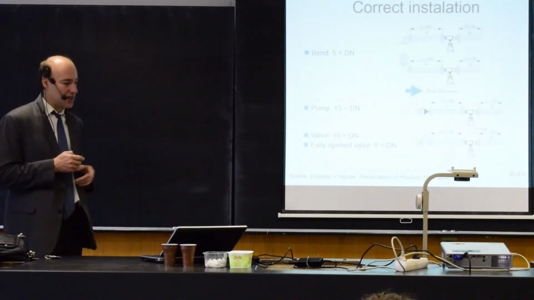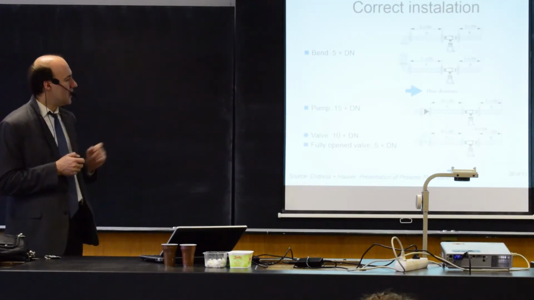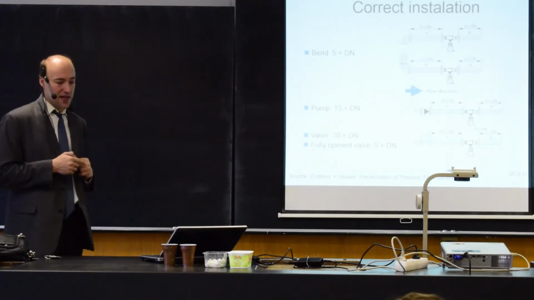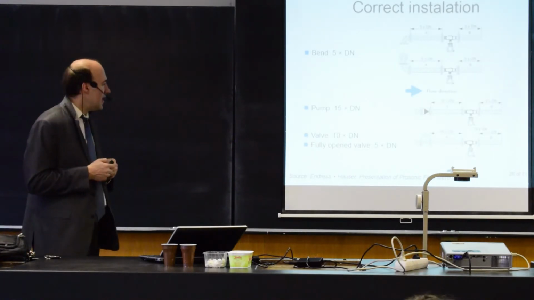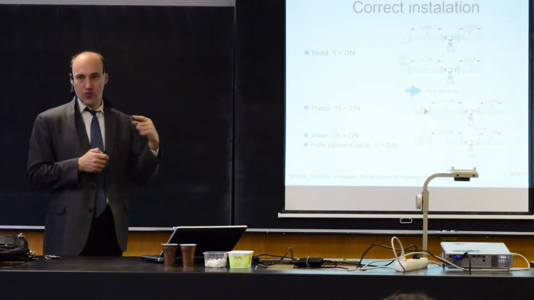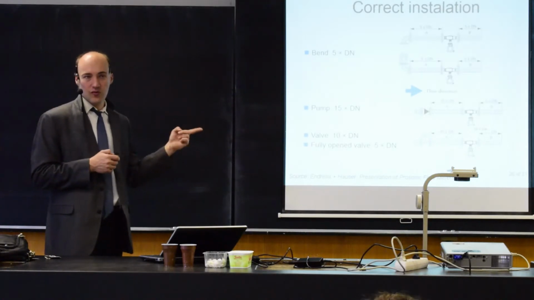You still need to install it correctly. So you need to make sure that the pipe is full at all times. So typically you need to install the flow meter in a vertical direction. We'll see the same problem also for the 2 other sensors.